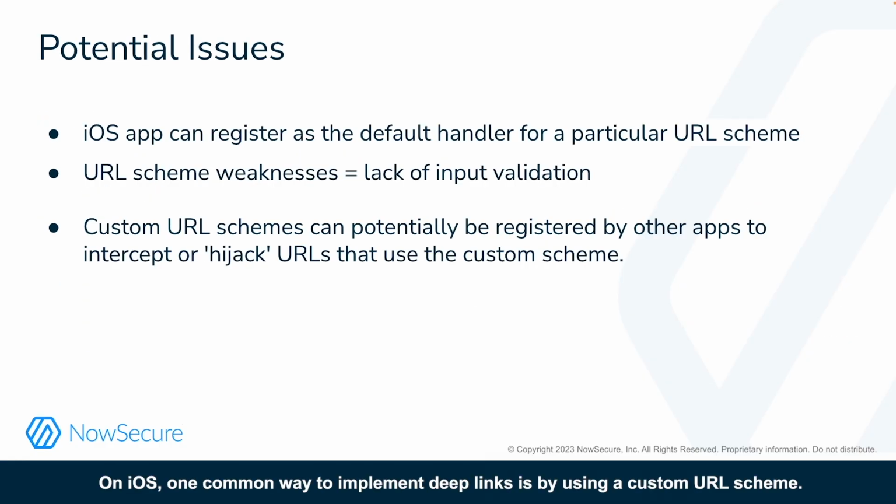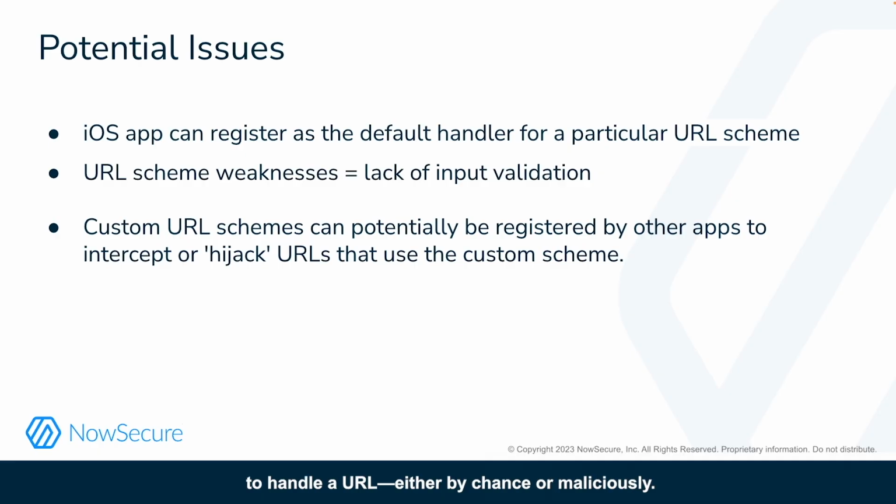On iOS, one common way to implement deep links is by using a custom URL scheme. An app can register as the default handler for a URL scheme on a device. Since the registration occurs when the app is installed, multiple apps can attempt to register as the default handler for the same scheme. This can lead to a risk of the wrong app invoked to handle a URL, either by chance or maliciously.